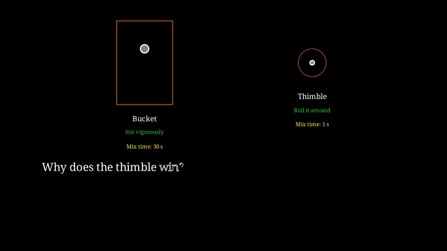Why does the thimble win? Because the diffusion distances are tiny. The circulation brings every fluid element close to every other element very quickly. In the bucket, there are large dead zones far from the stirrer where mixing is slow. The thimble has no dead zones. Everything is always circulating. Let's look at the key scaling laws that explain this paradox.